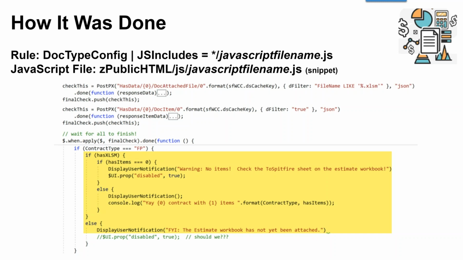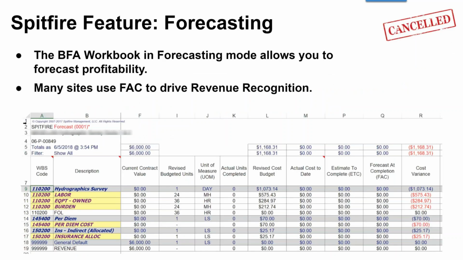What do we have next? Okay, so next we are talking about forecasting, and we're going to talk about forecasting later on, but this is the first mention of forecasting. As people generally know, there are 3 modes to the BFA workbook: budget, forecast, and analysis, and the forecast mode is used to look ahead and forecast profitability.